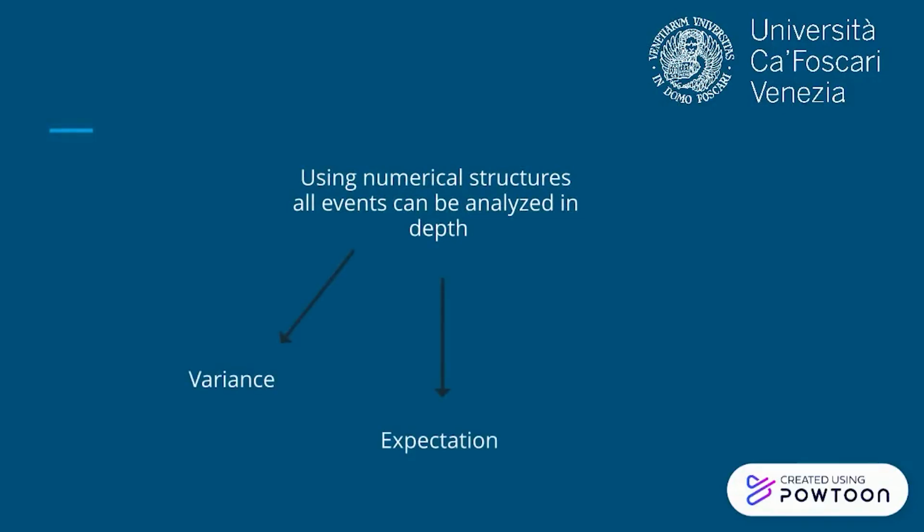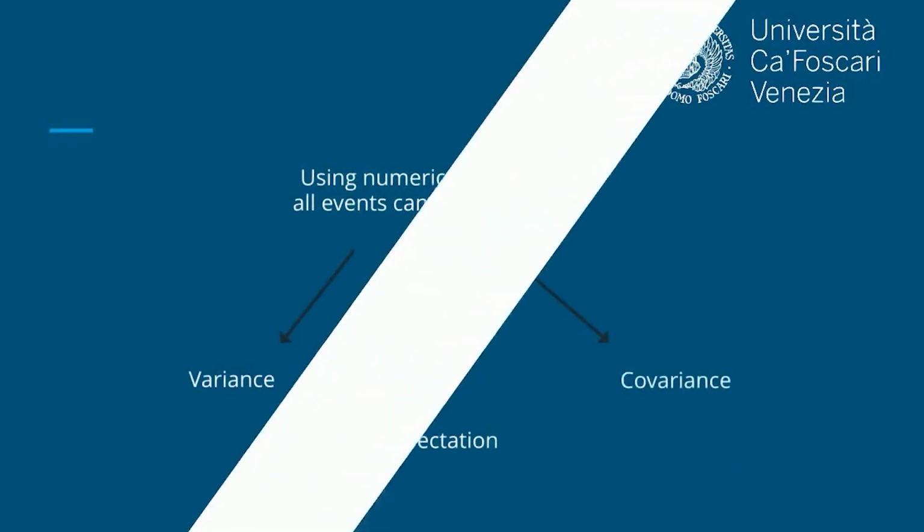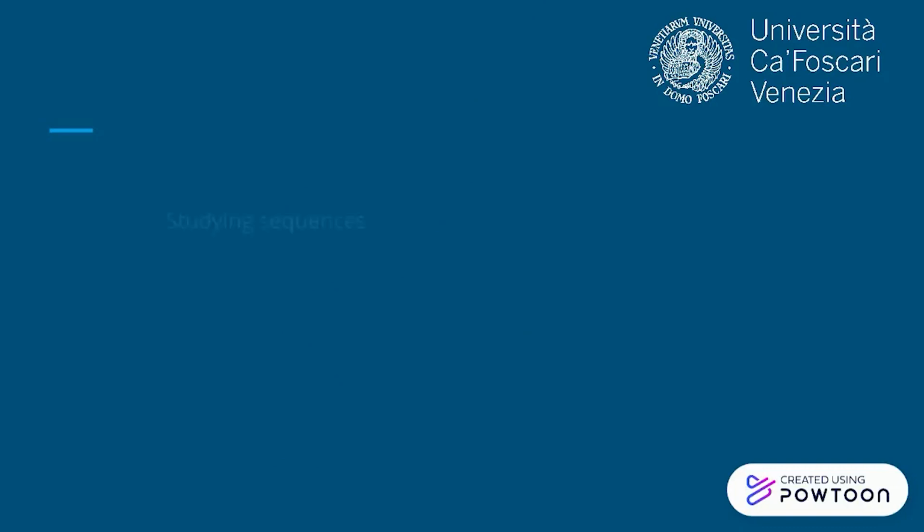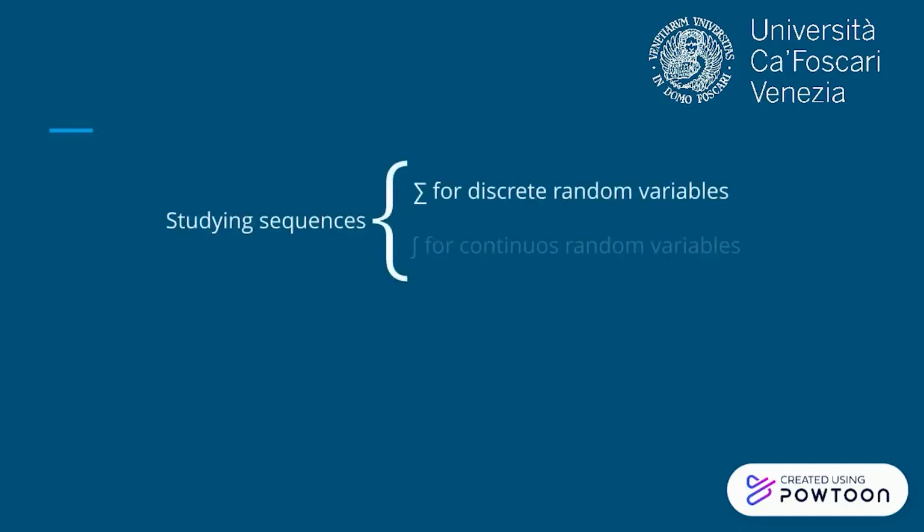Expectation, variance and covariance are all results of this type of analysis. They all involve studying sequences of random variables to better understand how certain realities behave. Through random variables, it is possible to observe how specific outcomes are distributed.